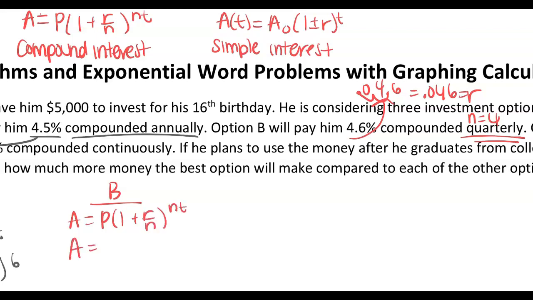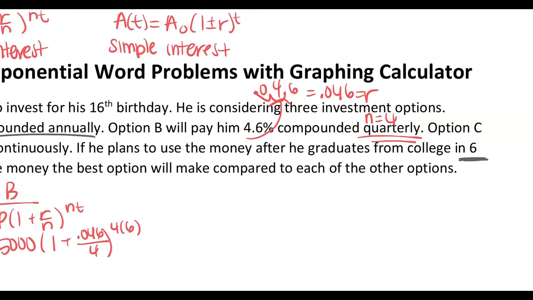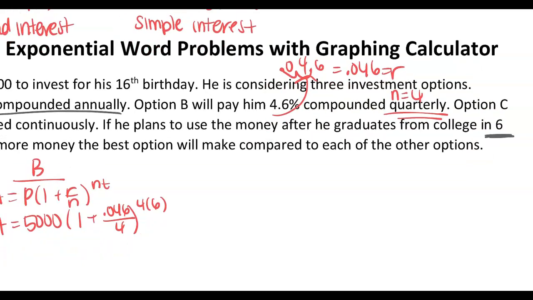So A is going to equal P, which is your principal, it's your initial amount, so that's 5,000. 1 plus my rate, which is 0.046, divided by N, which is 4. And we're going to raise it to the 4 times 6 power, because remember, T is still that 6 years. We still want to calculate after he graduates in 6 years, how much money will he have.